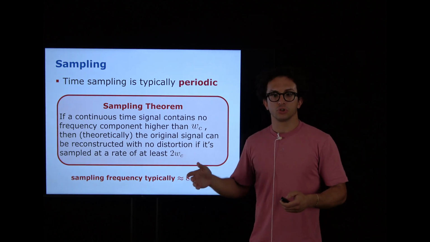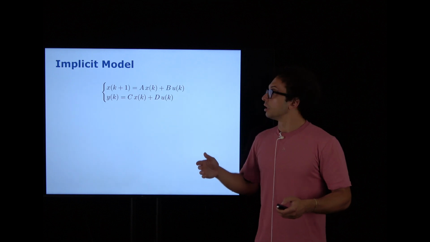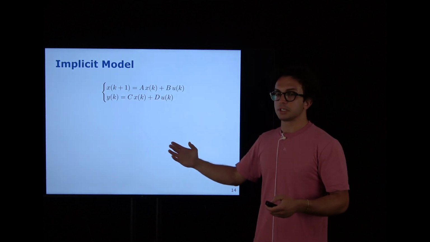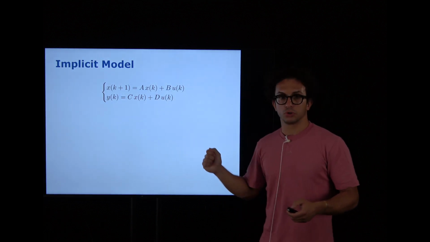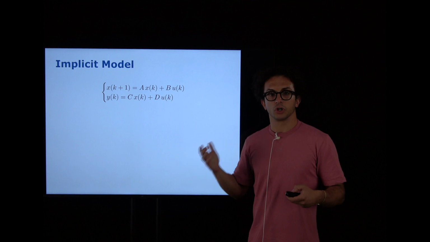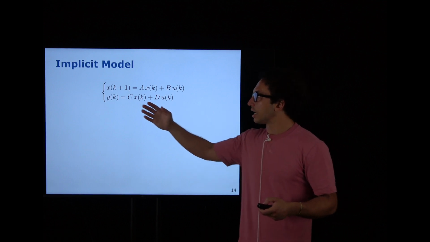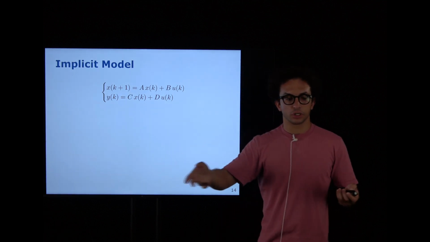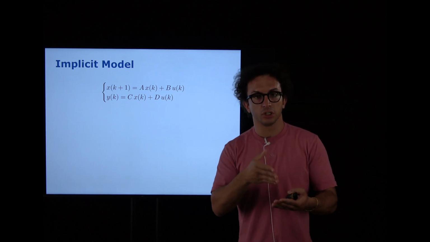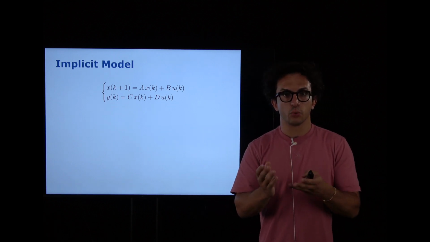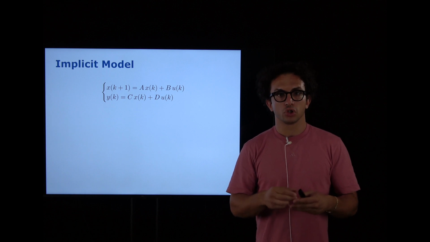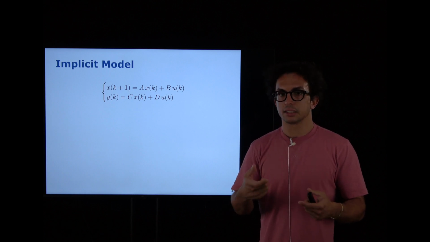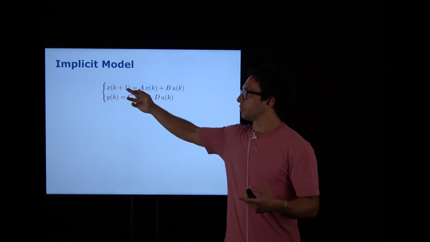How does this translate to discrete time systems? Well, the implicit model of discrete time systems is as close as possible to the one of the continuous time system. So we don't have any more time derivative, because time derivative is defined in the continuous domain, and now we're not in the continuous domain anymore. So we need something else, and this something else is time increment.